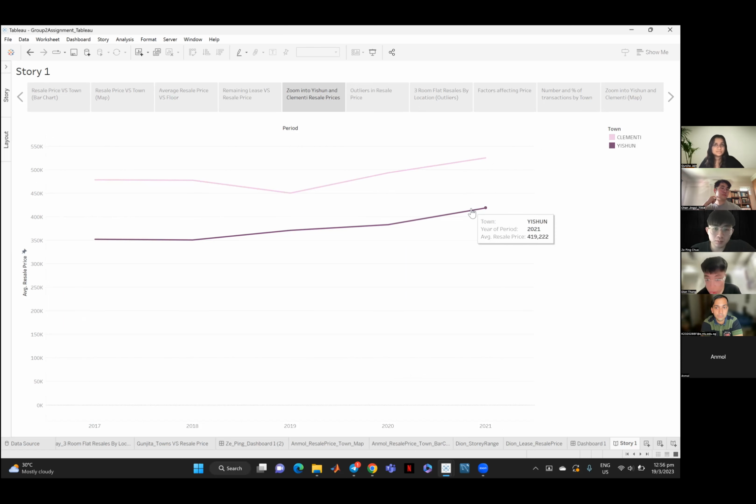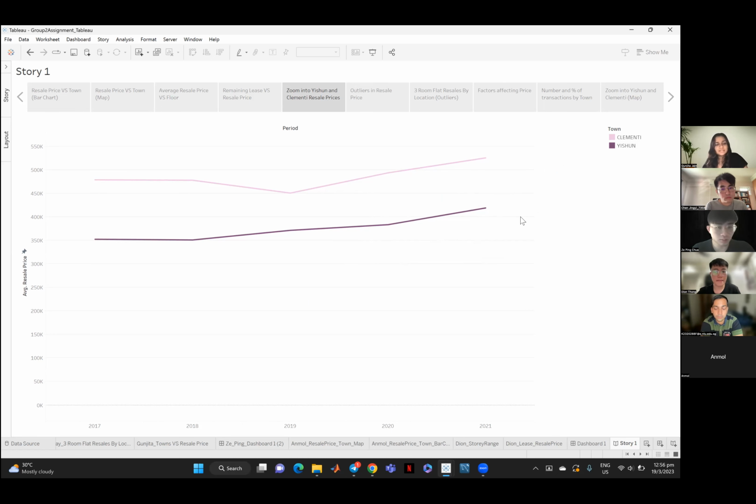So now let's just zoom into two specific towns, namely Clementi and Yishun. Now this might seem like a very basic line graph, but on a more granular level, for these two towns, they can be seen as the more affordable areas to purchase in. So there's an almost upward constant increase in the resale prices over the years. And of course, the data that we have is only available for the last 5 years, so it's not possible to do a forecast because we need a bigger time span for that.